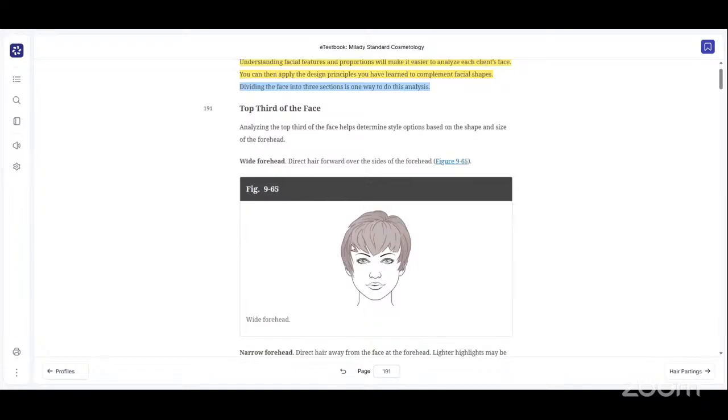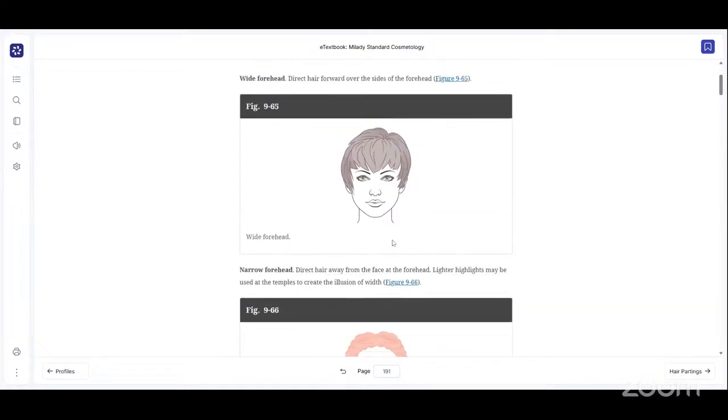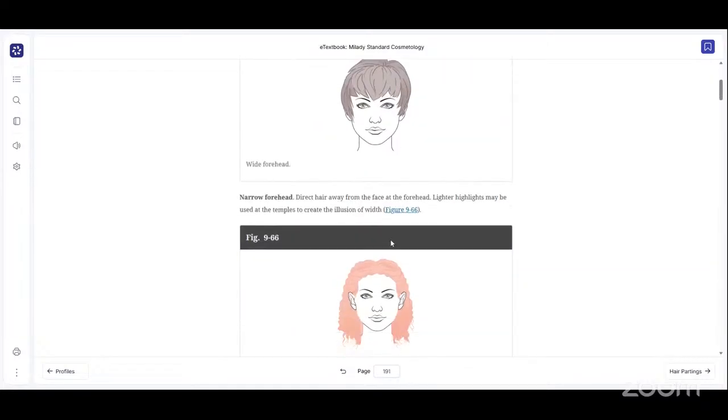Top third, we're talking about the forehead. Wide forehead, direct hair forward over the sides of the forehead. So you'll probably have a bang or fringe area, but it'll be a little longer. You have some length up here. A narrow forehead, direct hair away from the face.